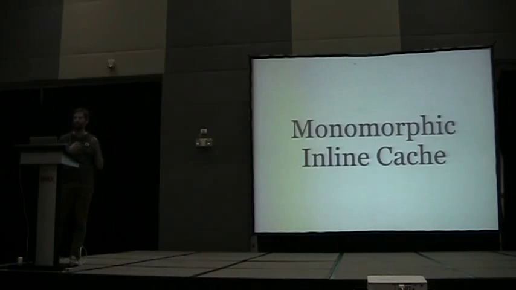Let's break down these words. It's monomorphic because the cache is one thing. It's inline because it's in line with the bytecode, and it's a cache because it's a cache.